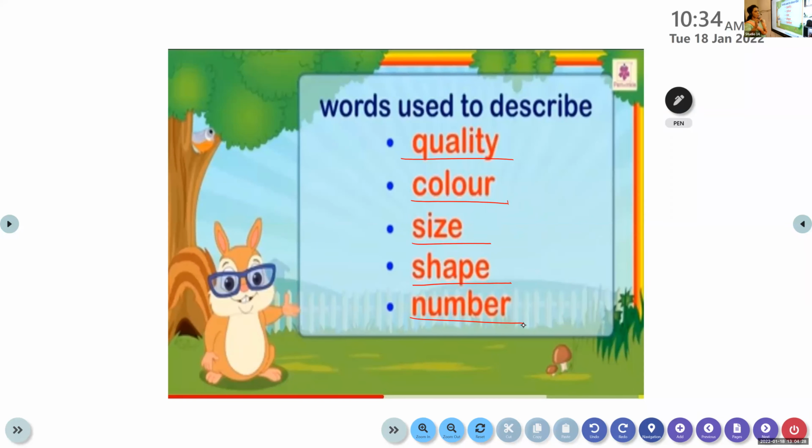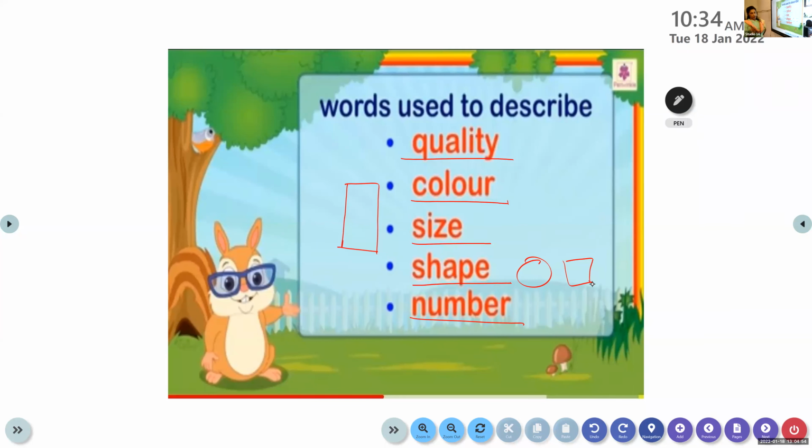Color, all colors are adjectives. Size, big, small, all the sizes. Okay, big, small, tall, short. These are the sizes. So all these are adjectives. Shape, round, square, all these are shapes. So the shapes are adjectives and all numbers are adjectives. So this is how we are going to identify an adjective in a sentence.